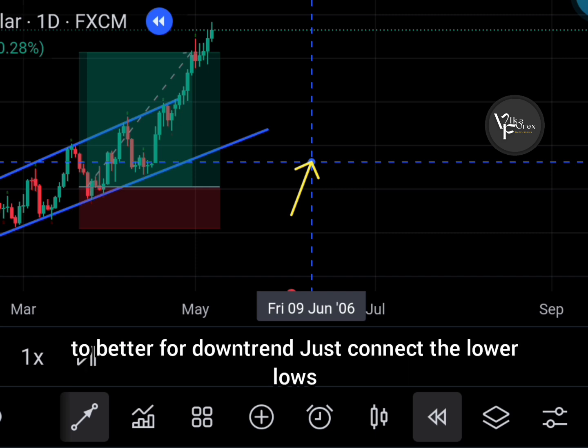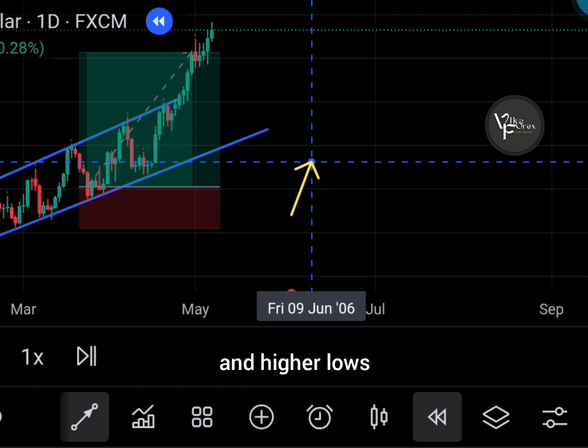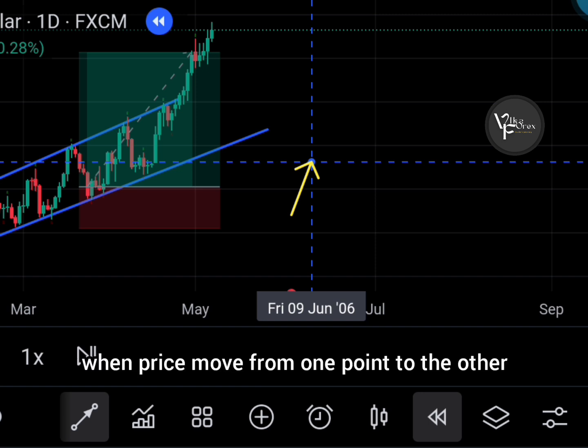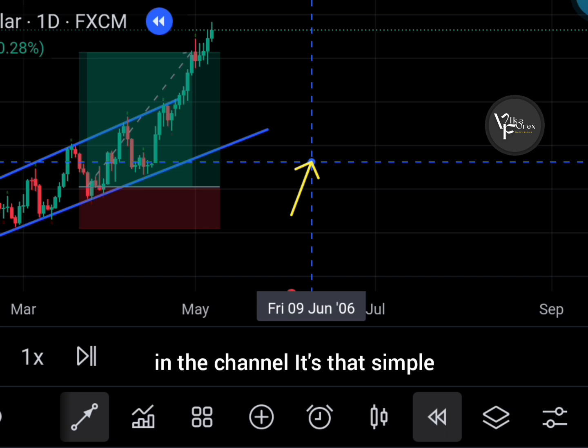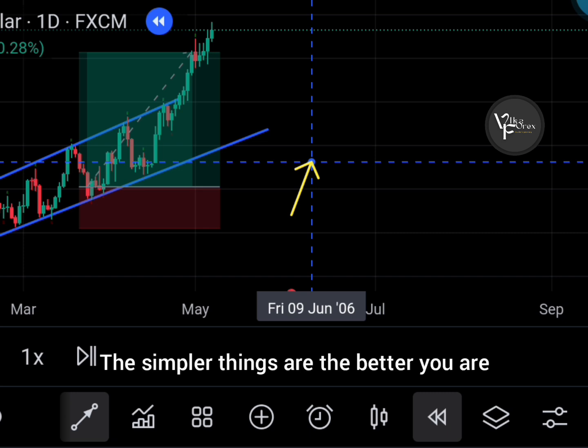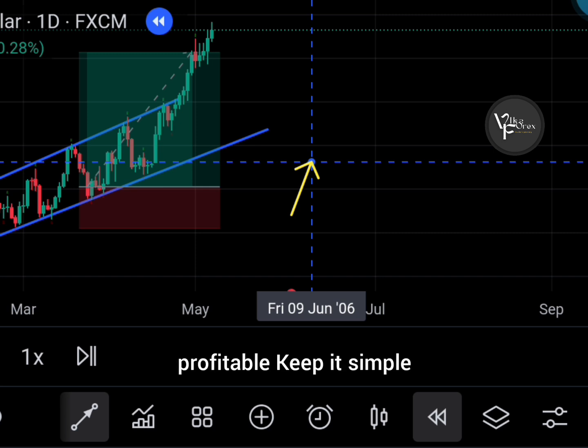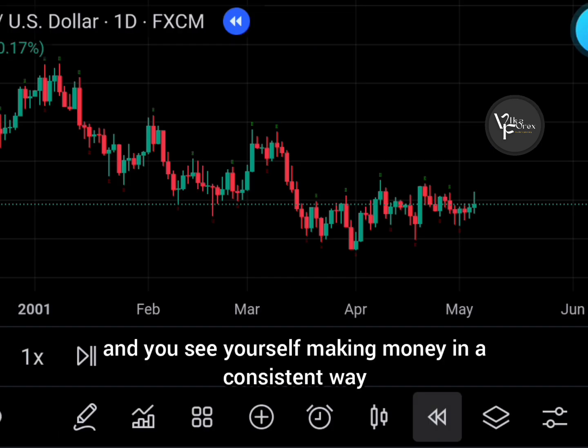For a downtrend, just connect the lower lows and the higher lows, and then profit when price moves from one point to the other in the channel. It's that simple. Don't complicate things. The simpler things are, the more profitable you are. Keep it simple, keep yourself simple, and you will see yourself making money in a consistent way.